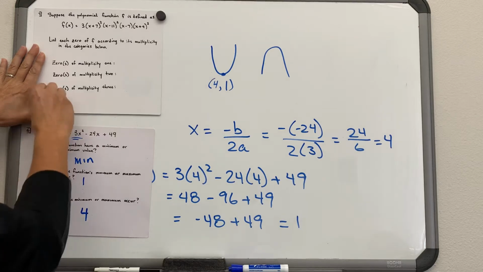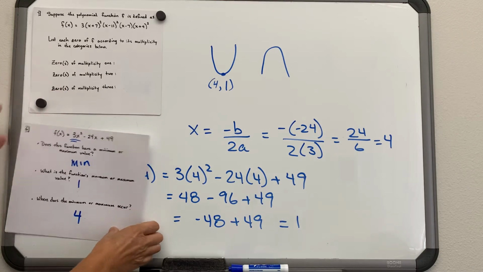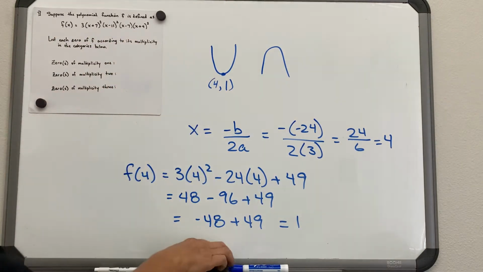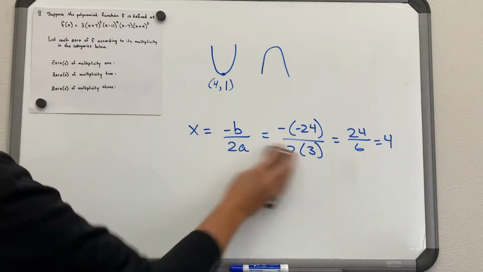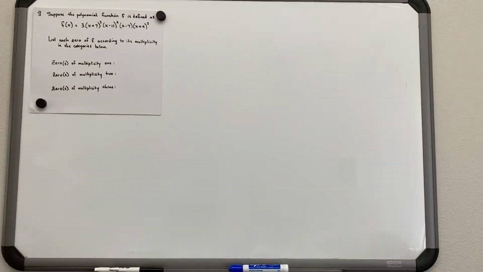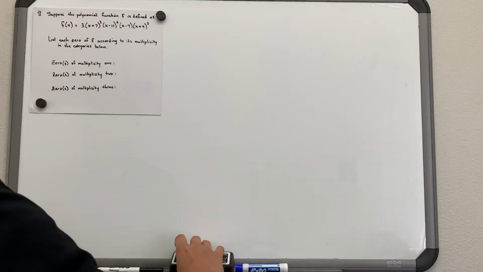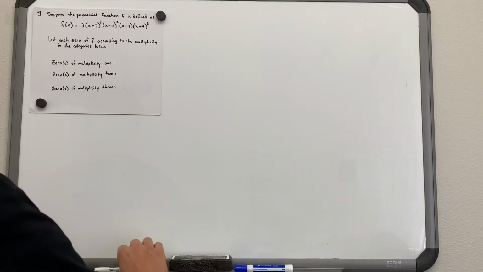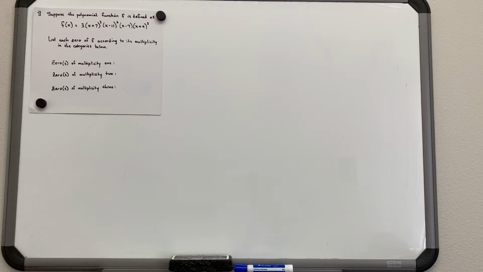Question 7 says, suppose the polynomial function f is defined as, and it gives the function here, 3 times x plus 7 to the third power times x minus 11 squared times x minus 7 times x plus 4 to the third power. And I know it's kind of hard to see. I'm hoping you can just zoom your video in a little bit to be able to see what these say. All right, this says list each zero of f according to its multiplicity in the categories below.